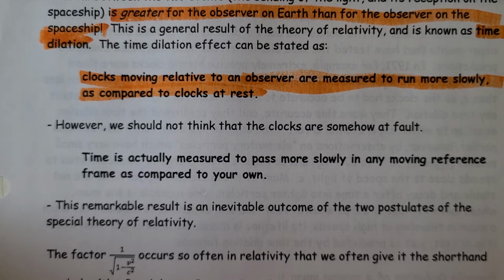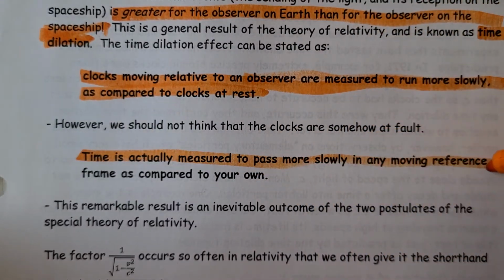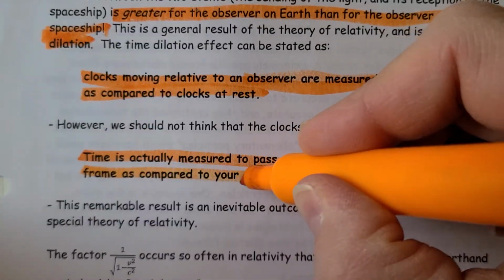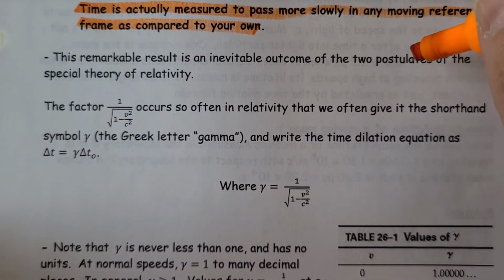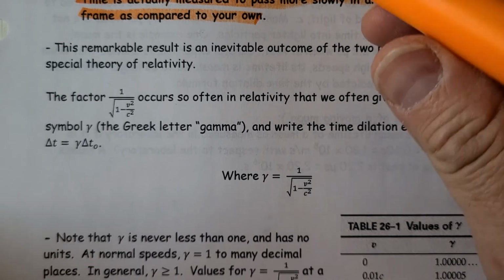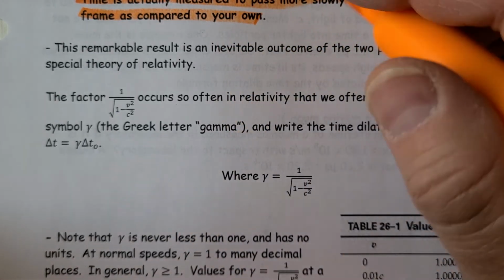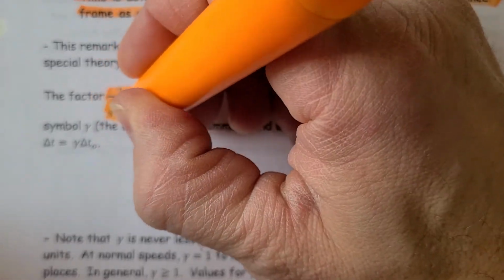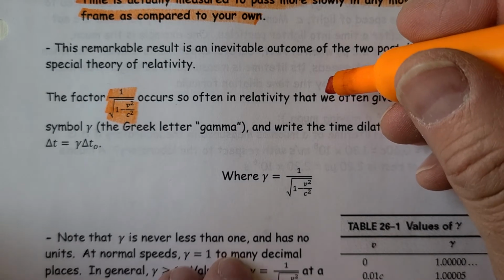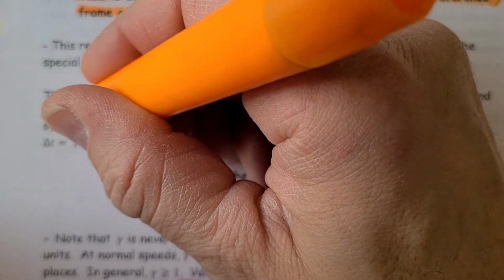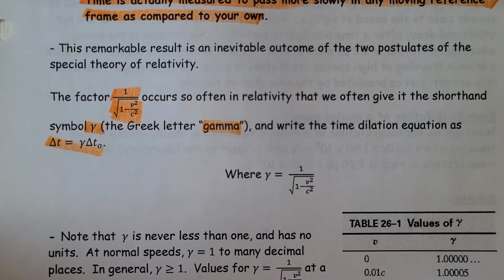However, we don't actually think that clocks are somehow broken. Time is actually measured to pass more slowly in any moving reference frame as compared to your own. Now, this remarkable result is an inevitable outcome of the two postulates of the theory of relativity. So the one with inertial frames, the one that light moves at a constant speed. This factor of 1 over the root of 1 minus v squared over c squared is used quite often in relativity. So rather than write that out, sometimes it's just given a symbol, and we use the Greek symbol gamma to simply write that.